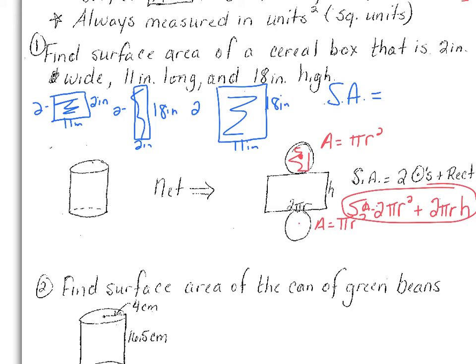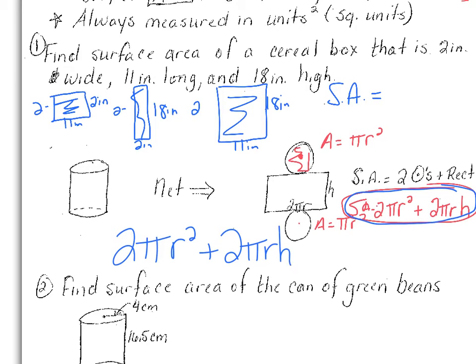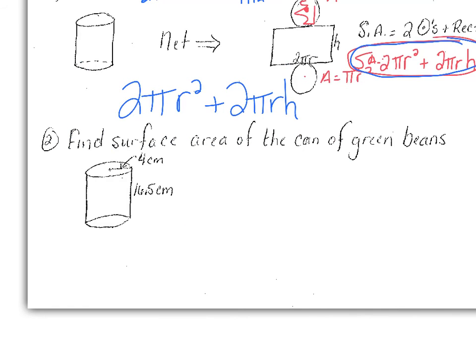Okay, so we're going to be able to find surface area using this formula. They do not give this to you on the I-step, so you have to remember 2 pi r squared plus 2 pi r h. It says find the surface area of the can of green beans. So write the formula down. 2 pi, instead of r squared, we're going to write r times r, plus 2 times pi times r times h. Now you ask yourself, we need two things, the radius and the height.